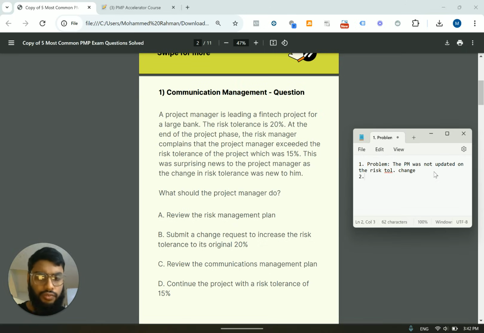All right. Let's start eliminating some answers. A, review the risk management plan. Okay, so this doesn't contradict any of our principles. So let's just continue. B, submit a change request to increase the risk tolerance to its original 20%. Okay. It doesn't technically contradict any principles. C, review the communications management plan. Again, no principles being contradicted here. D, continue the project with a risk tolerance of 15%.